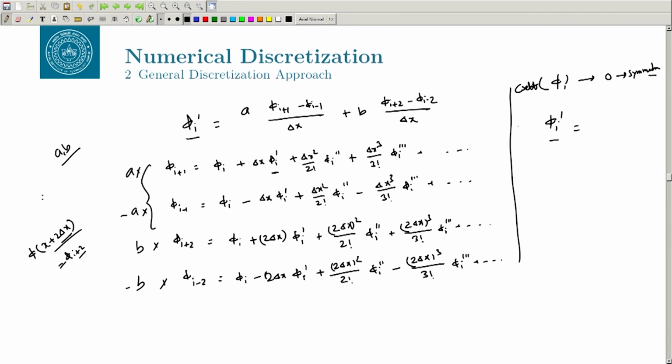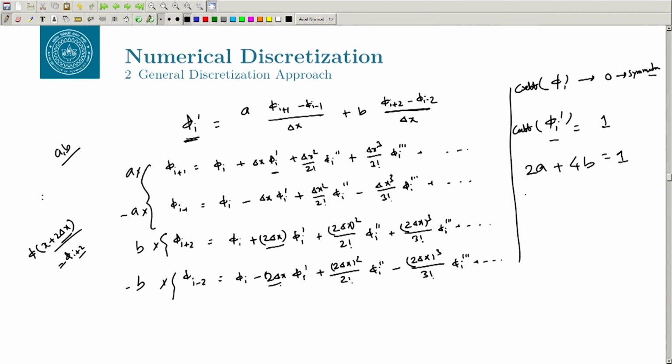What we want is the coefficient of phi I prime, and that will give you 1, because the left hand side is 1. So, the coefficient of phi I prime we want to calculate. That will become a plus a, delta x is already there so I am not writing that, so 2a, and now phi I plus 2 and phi I minus 2, that will become 2b plus 2b, which is 4b. So, 2a plus 4b is equal to 1, I hope I am correct.